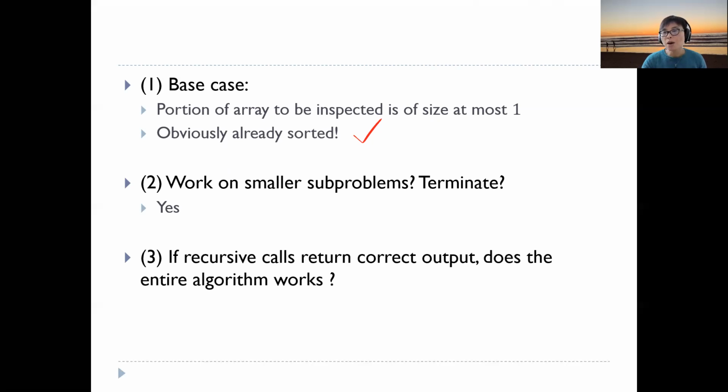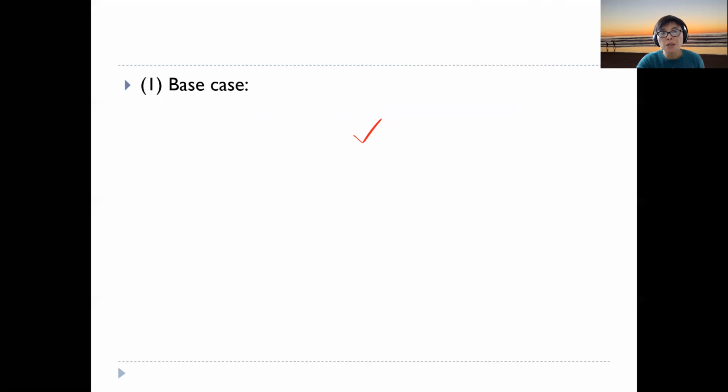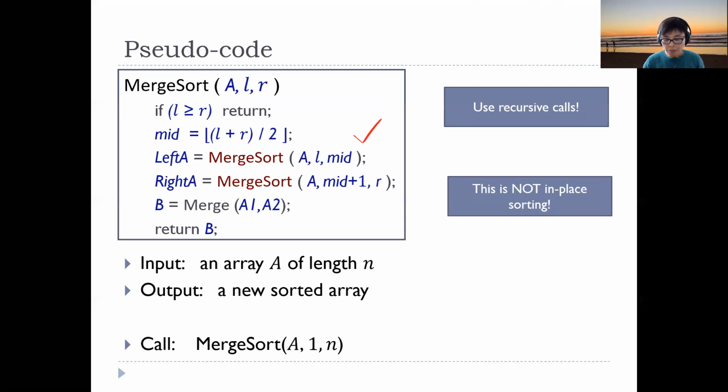The last one, which is usually the harder one to convince, is the inductive step. Namely, if the recursive calls return correct output, does your algorithm at the current level return correct output? In other words, if we say that this output is correct and this is also correct, then does this algorithm give us a correct output?